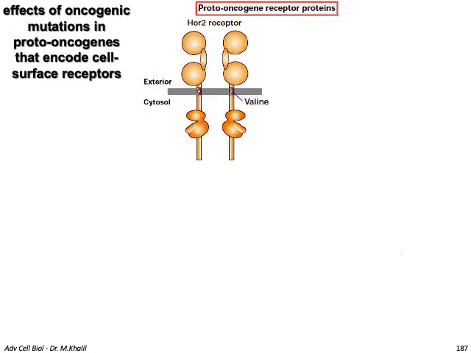So you can see here the receptor, and we'll see the effects of an oncogenic mutation in a proto-oncogene that encodes a surface receptor. This is the normal HER2 receptor, showing the exocytoplasmic part and the cytosolic domain. And you can notice that there is a crucial amino acid, valine, that helps this receptor attach to the membrane.